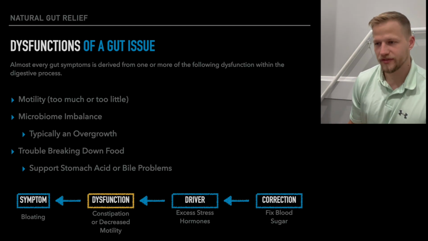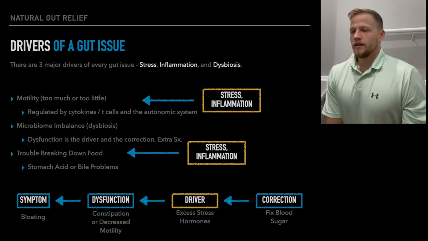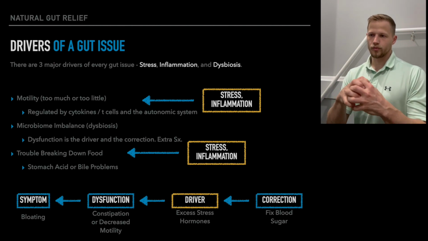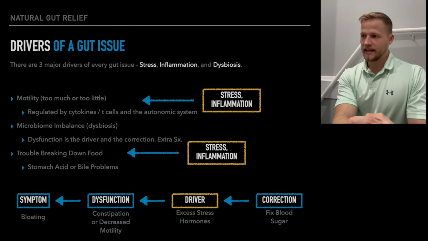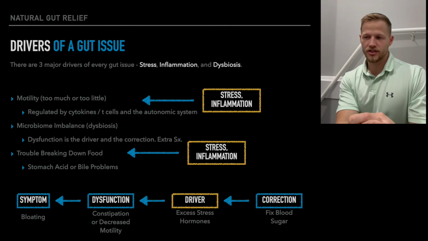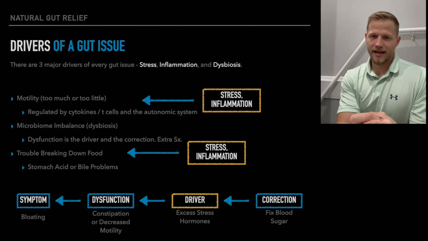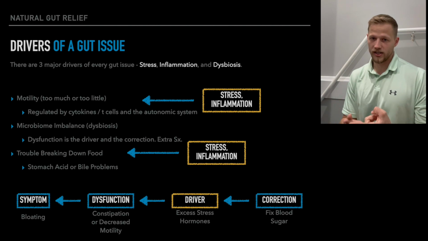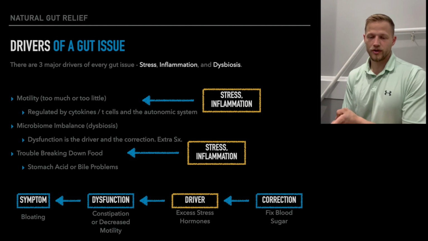What drives dysfunction? If you're following along so far, you're doing pretty good. We're going to slow down a little bit to talk about this, because this is kind of an important bridge. We've got this dysfunction, either too much or too little movement. What regulates that? It's tightly regulated by cytokine production, neurotransmitters, T cells, and the autonomic system. So what impacts all of those things? In short, two broad categories: stress and inflammation. The same is true for breaking food down, producing enough stomach acid.